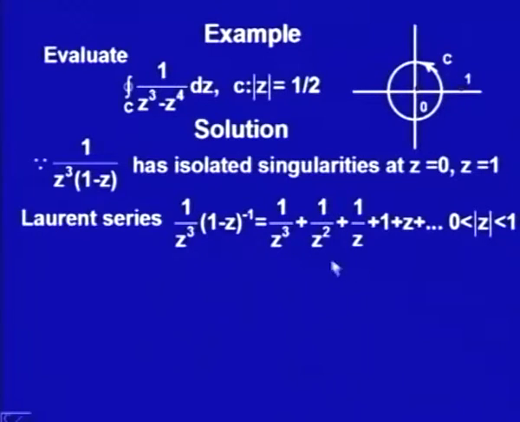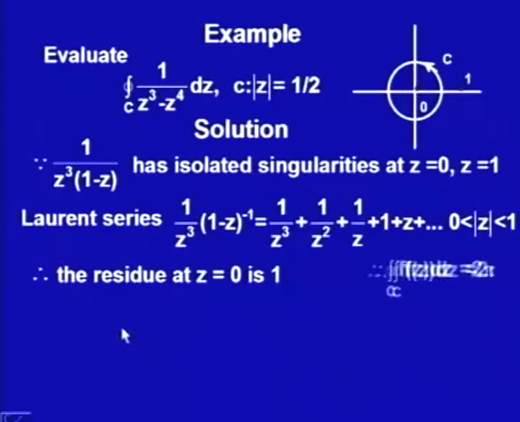If I use this one, from here, what will be my residue? The residue is the coefficient of 1 upon z. We want the residue at 0. So, residue at 0 is 1, thus my integral would be 2 pi i. So, the integral of this would be simply 2 pi i.